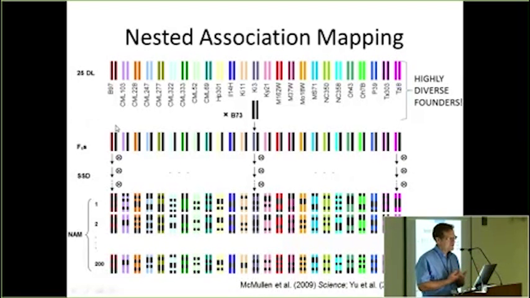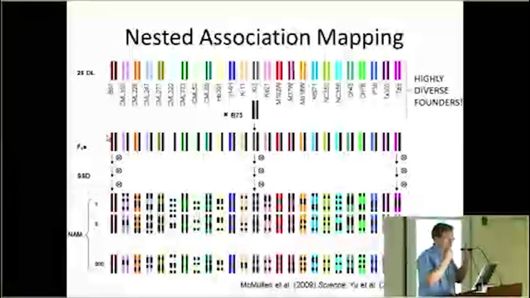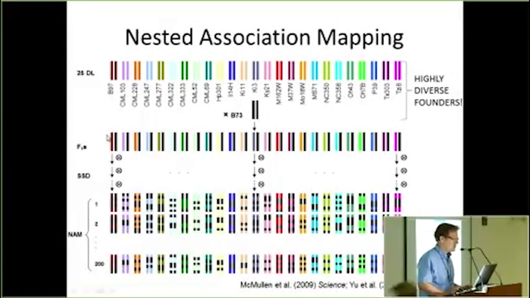We use this reference founder so that we can get reasonable adaptation in all the mapping populations of this haplotypic region, or this chromosomal region. Then we do selfing for a number of generations until we develop recombinant inbred lines. We have 200 lines from each of these crosses, and what we've done is map them all with a common set of markers.